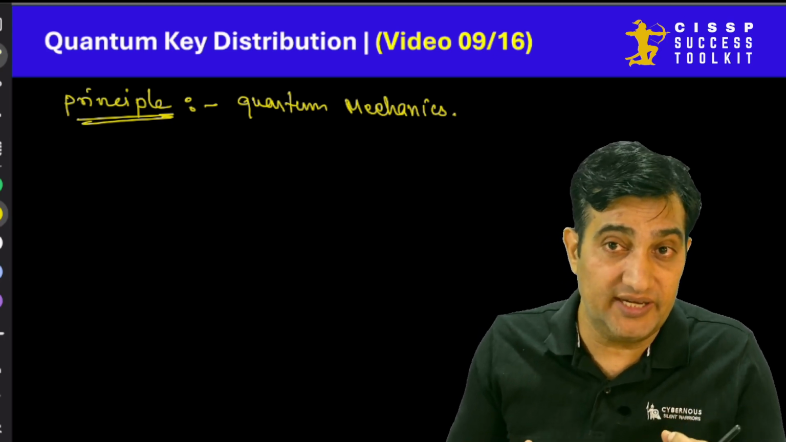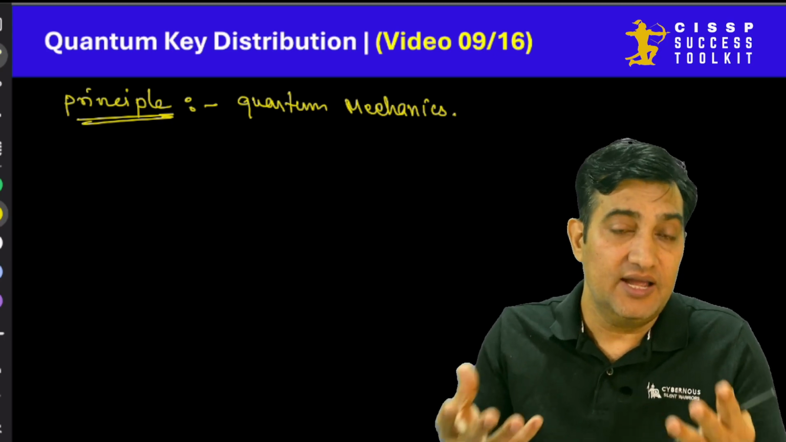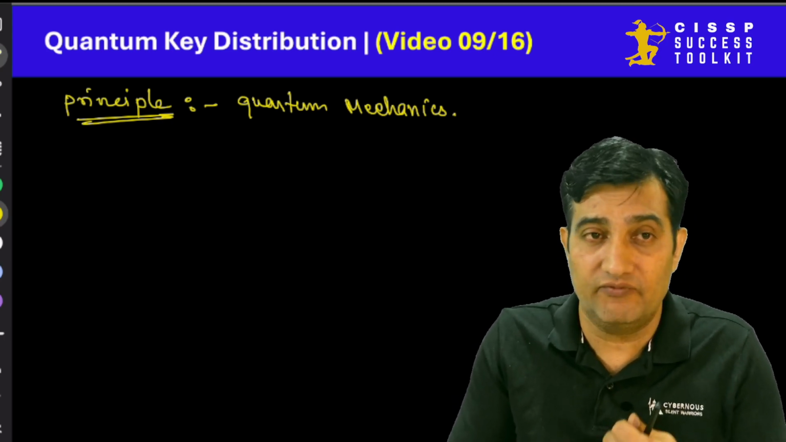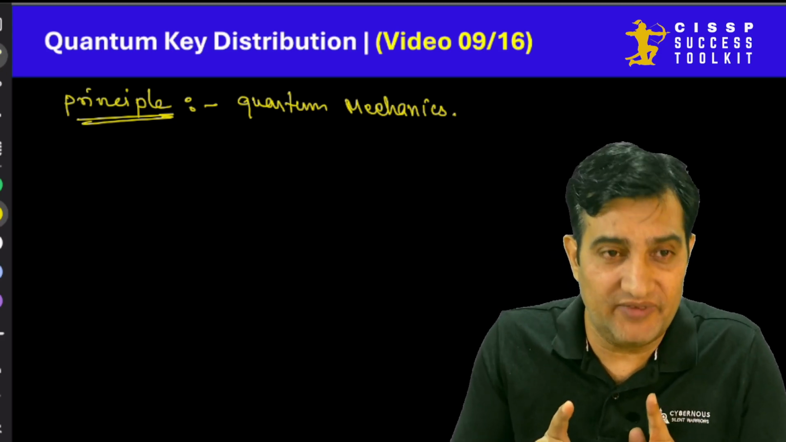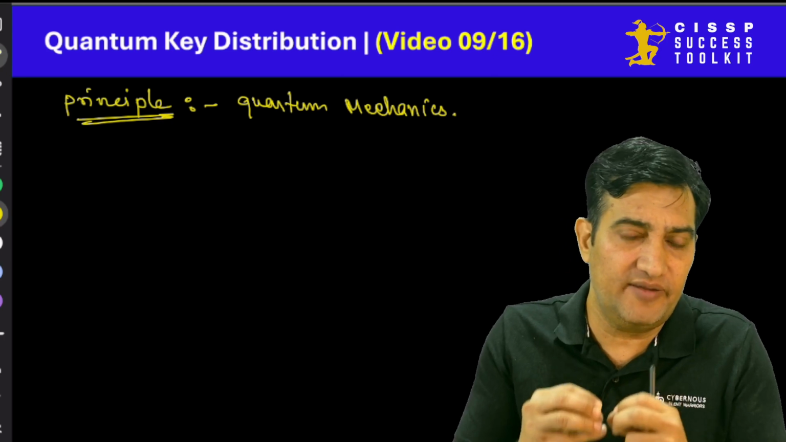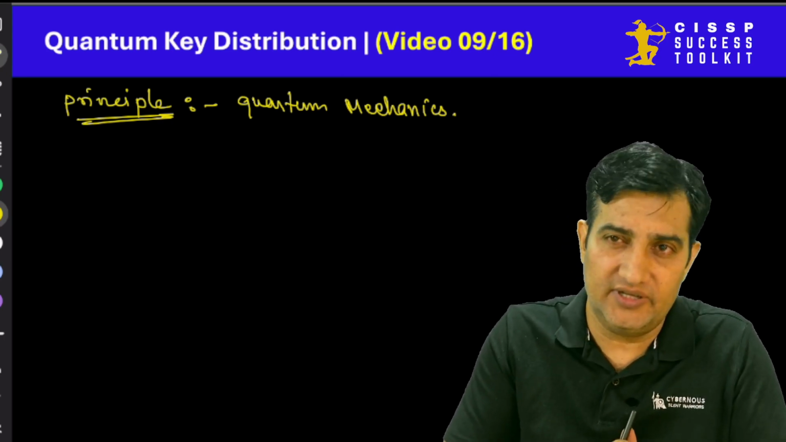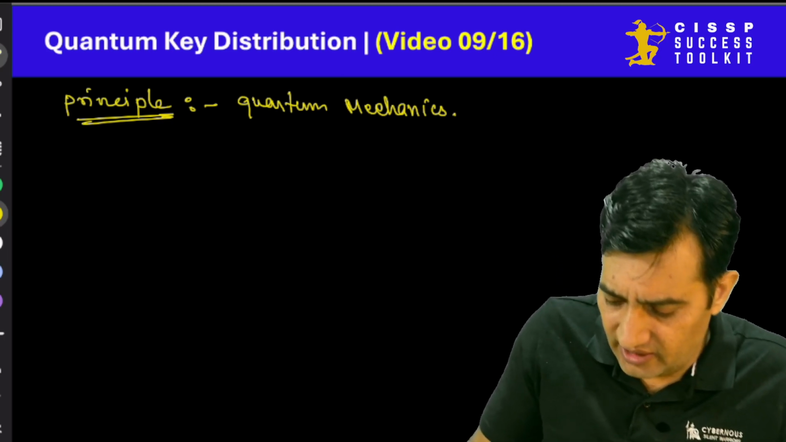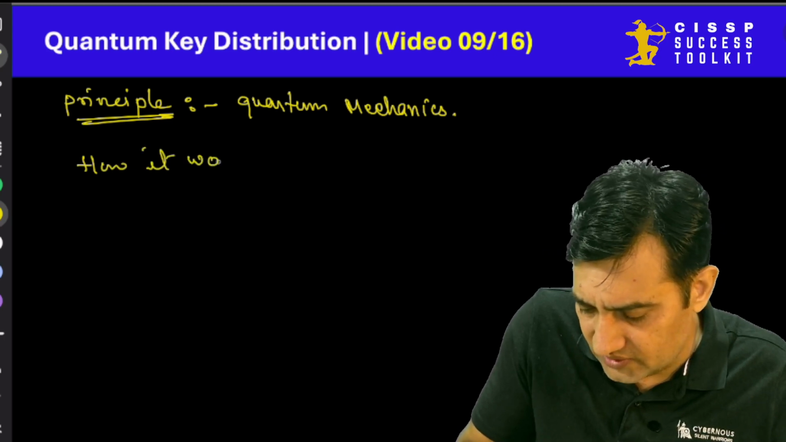A very good thing is that the photons which are actually carrying the data cannot be copied like other data packets. Photons cannot be copied, and they can only be measured once. That generates a big challenge for anybody who is trying to break these kinds of keys. So let's try to understand how this entire thing works.